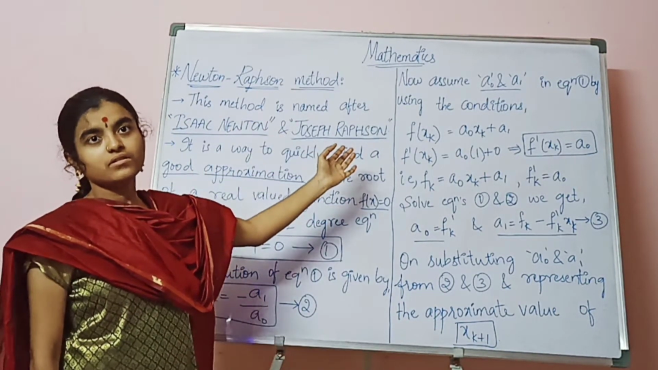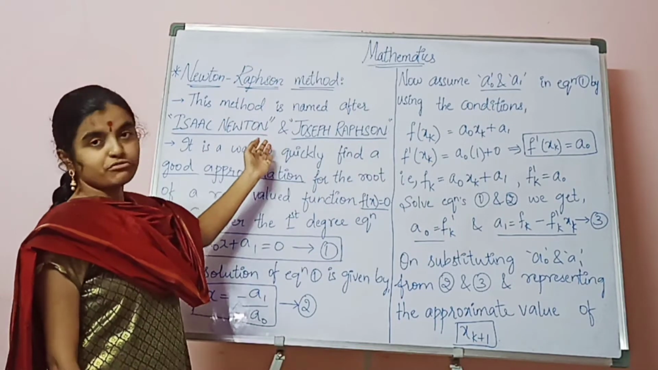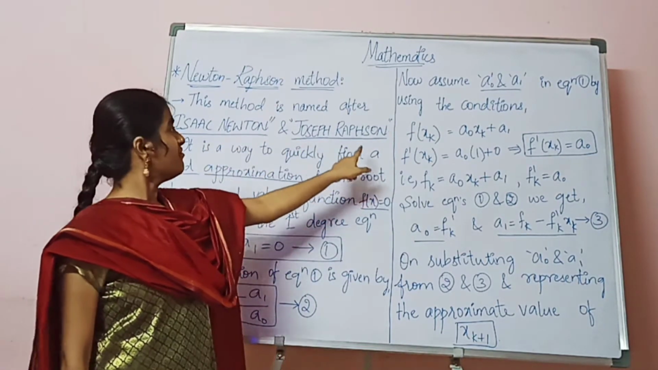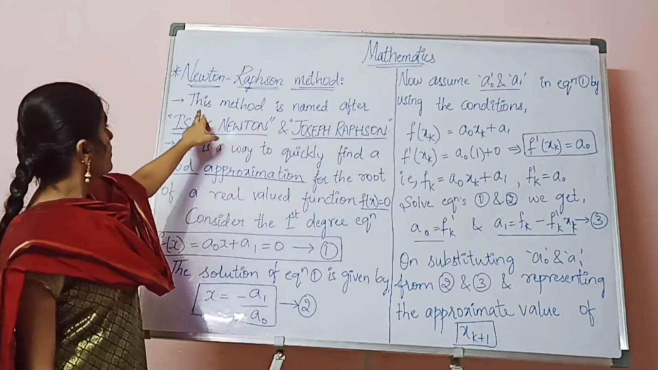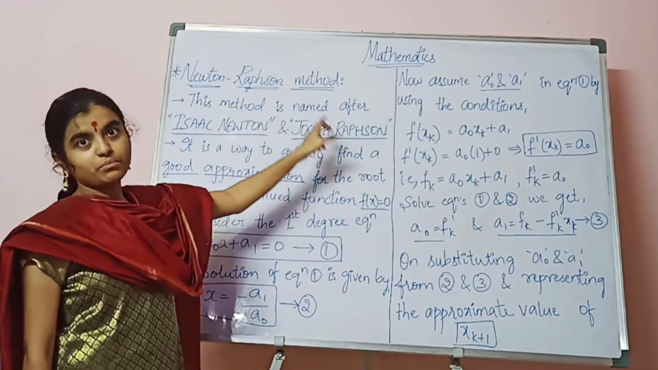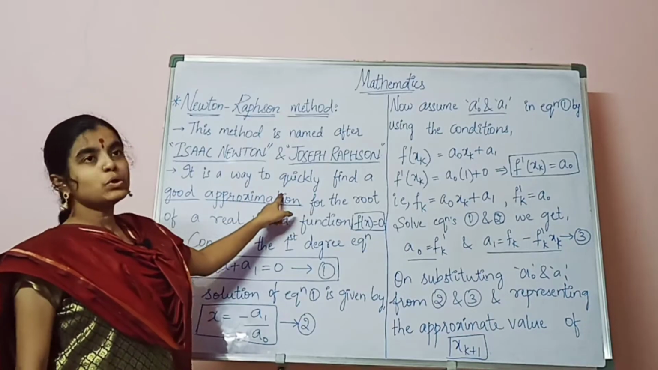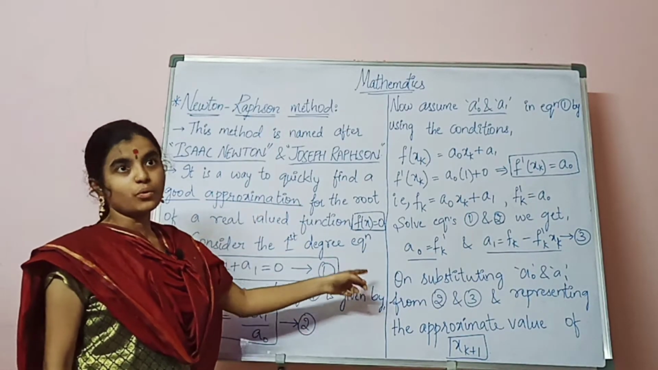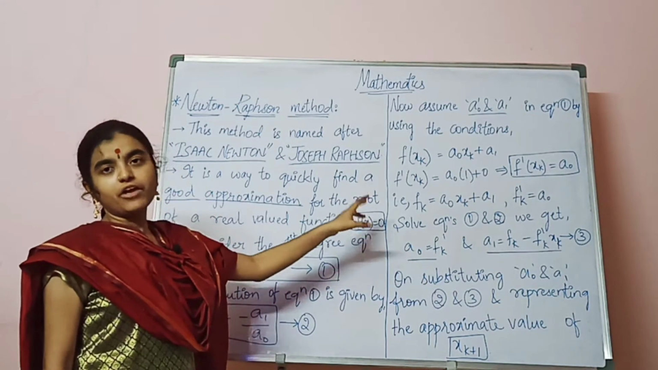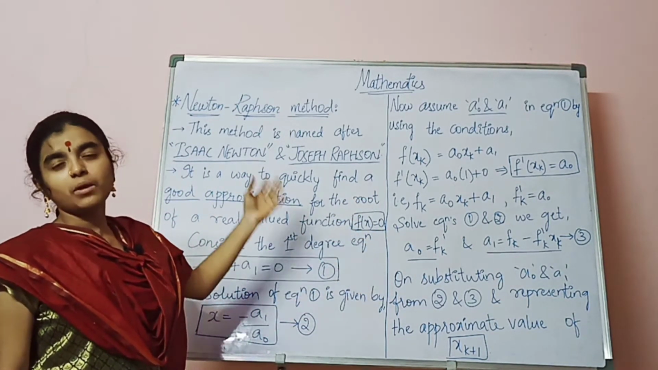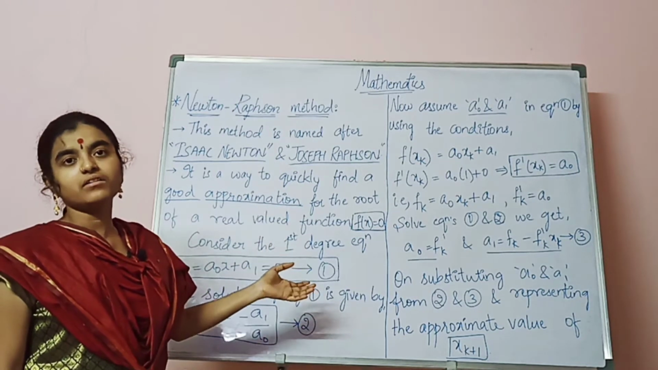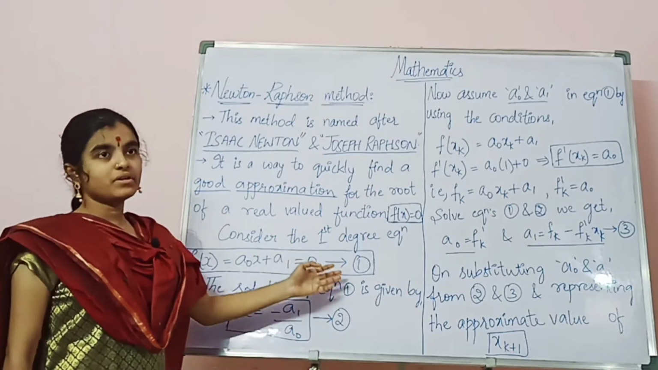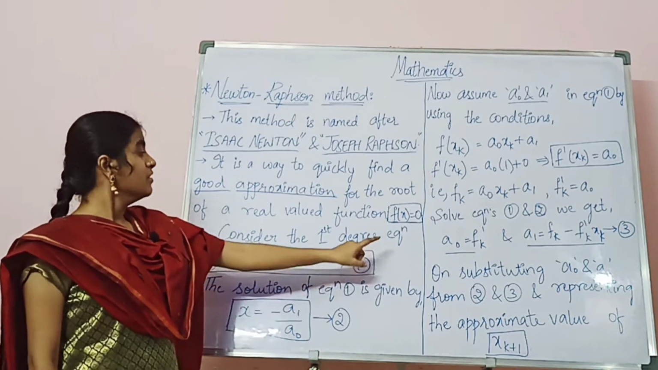Newton-Raphson method. This method is named after two mathematicians, Isaac Newton and Joseph Raphson. So, what is the name of this method? Newton-Raphson method. It is a way to quickly find a good approximation for the root of a real valued function. What is the root of the real valued function here? f of x equals 0. So with the help of this method, we can quickly find the approximate roots.